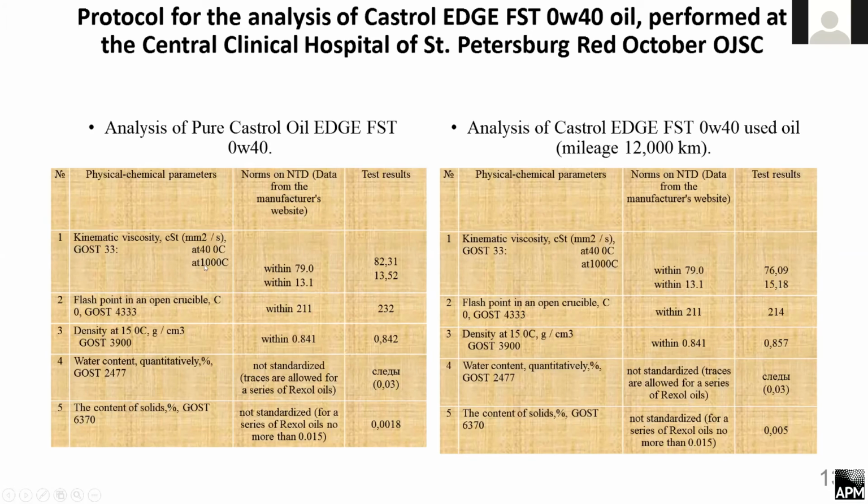But when we reach a high temperature of 100 degrees Celsius, the kinematic viscosity is 13.52 for pure oil and 15.18 for used oil. Thereby, we can conclude that the kinematic viscosity and the density of the oil increase as we use the oil in our engine.